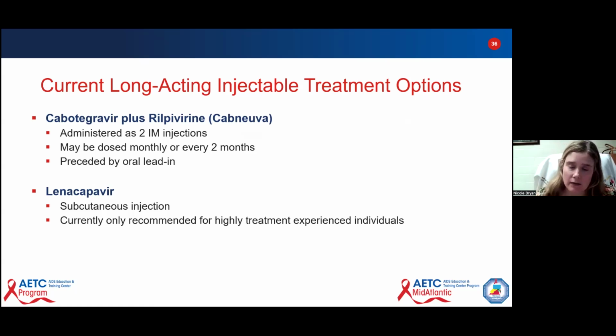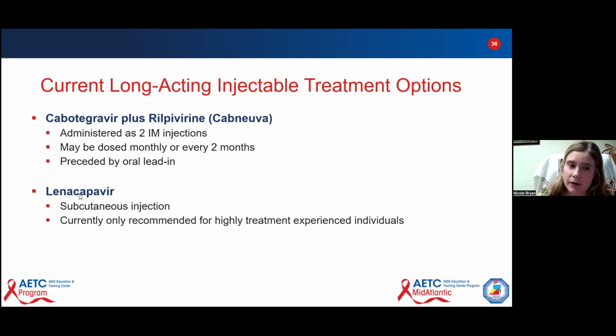You're probably hearing about it a lot in the PrEP space, but prior to PrEP, it was actually approved for treatment. For the most part, this is one that we're currently reserving for highly treatment experienced individuals who may have a lot of resistance to other agents. So that's how we approach it from a treatment standpoint.